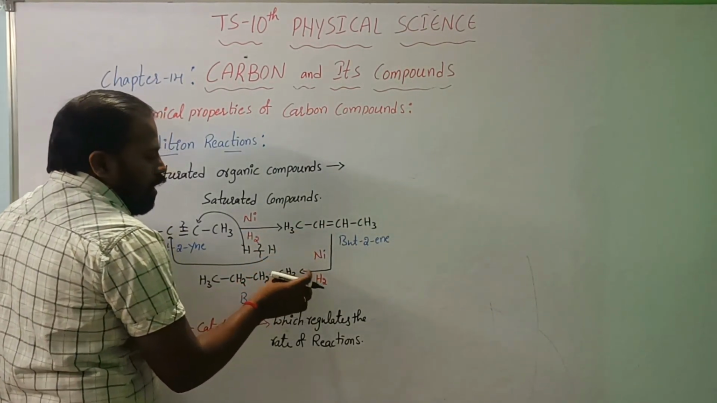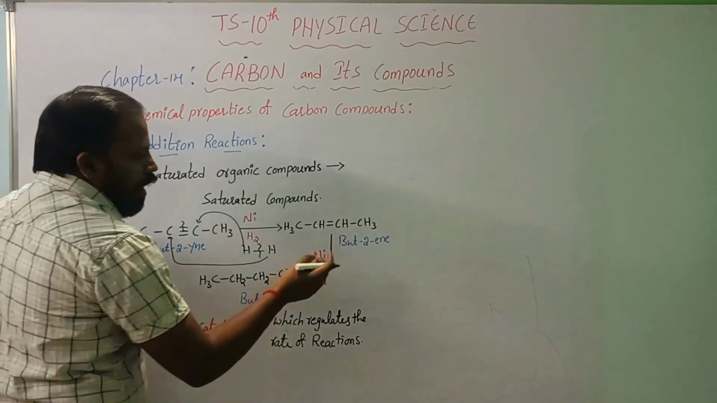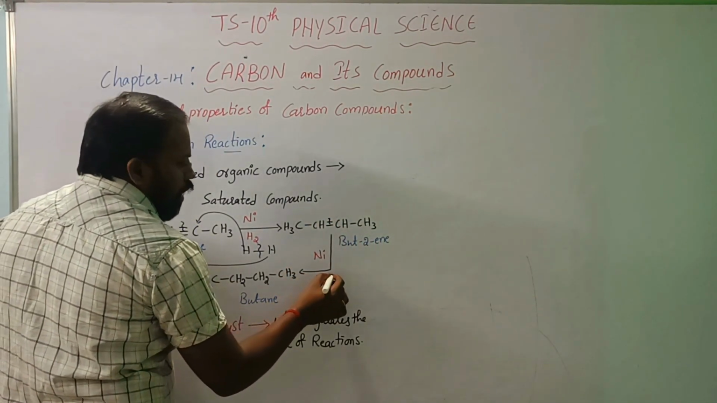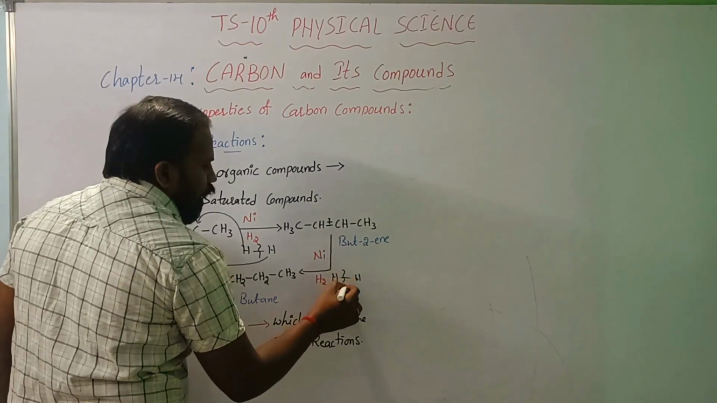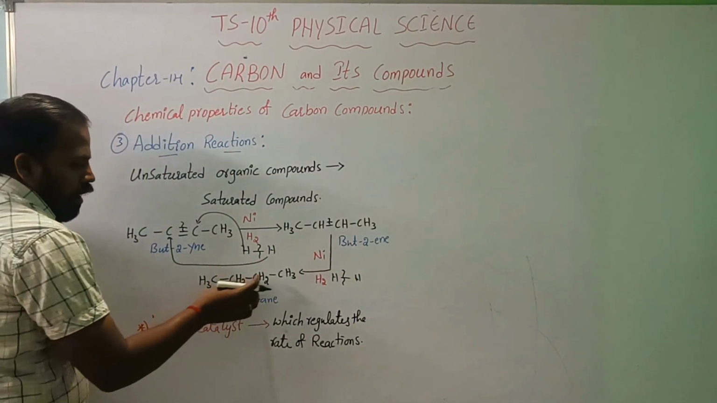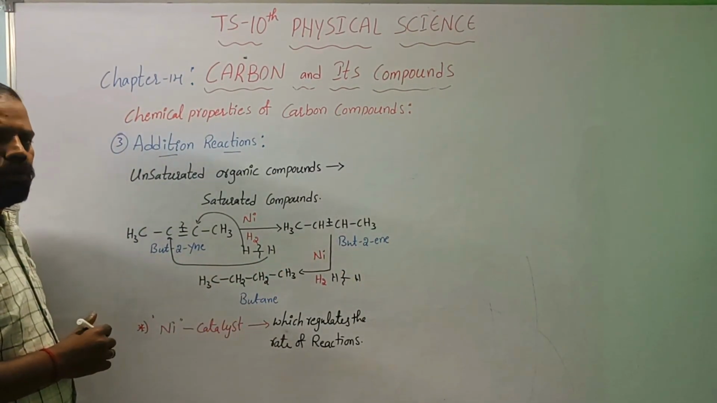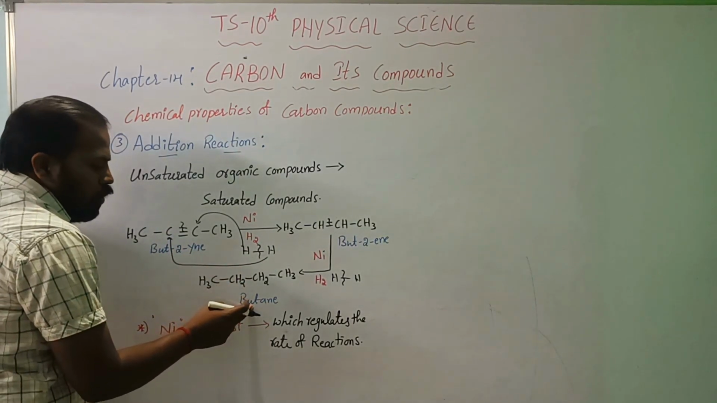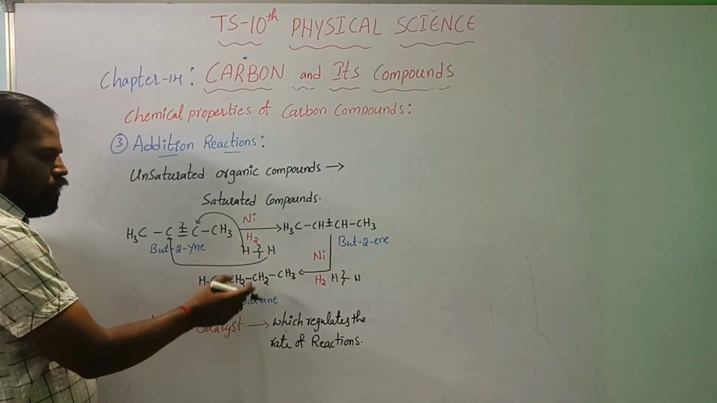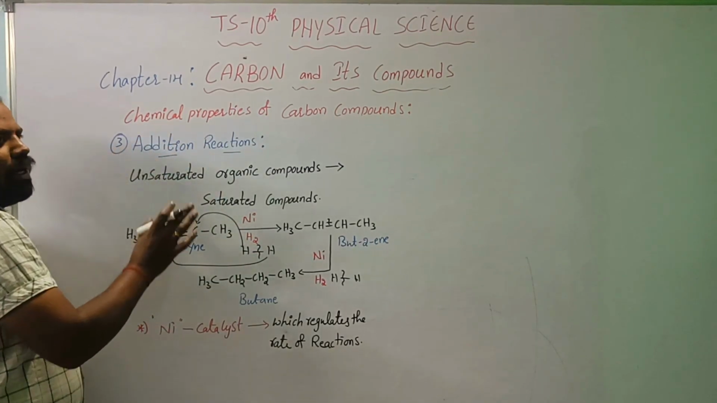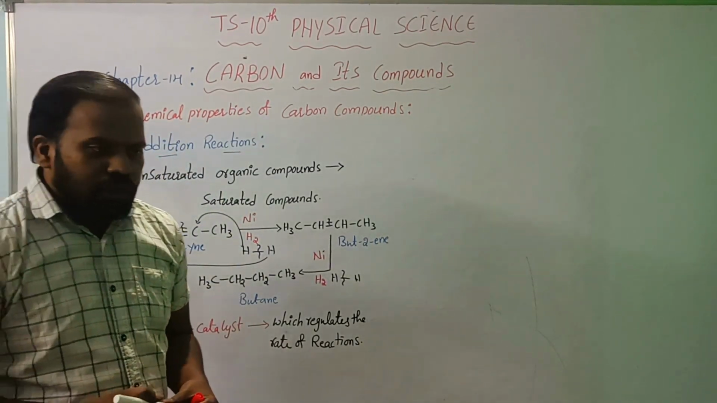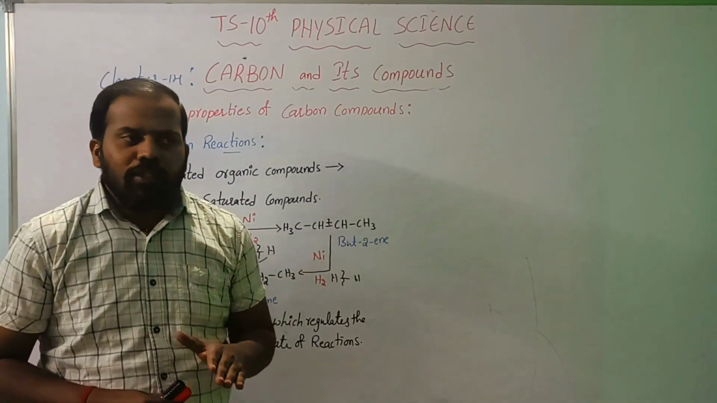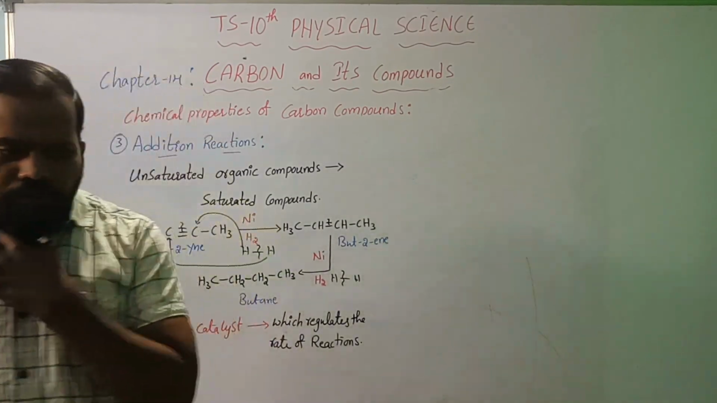So this continues to react. Then in the presence of nickel, we react another hydrogen molecule with but-2-ene. Here also the double bond will break, and this hydrogen will also attach with one carbon, and it forms butane. Unsaturated hydrocarbons are converted into saturated hydrocarbons. This type of reaction can be called an addition reaction. This addition reaction must be in the presence of a catalyst.